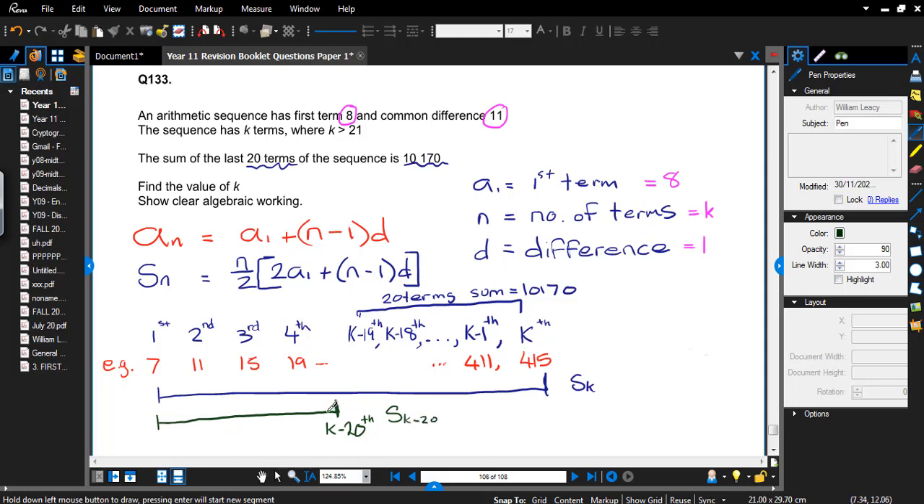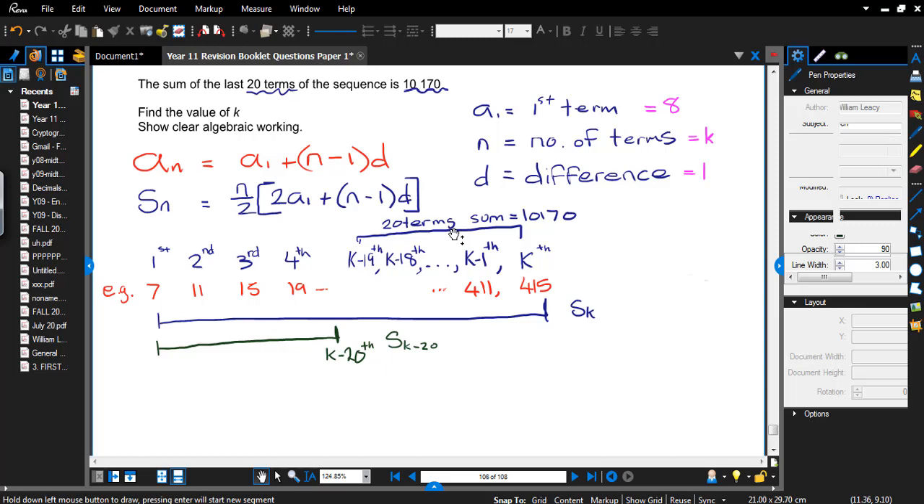Well, if we get the blue, the sk, all the terms, and we get the sum of the first k minus 20 terms, which will bring us up to here, we can take the k minus 20 sum away from the sum of k, and that should be the same as 10170. So you can see this here is 10170, and we know that the sum of the first k minus 20 terms plus 10170 is the same as the sum of all of the terms.